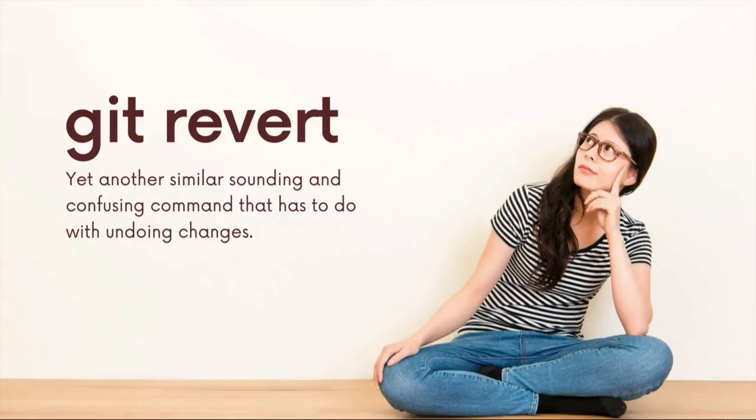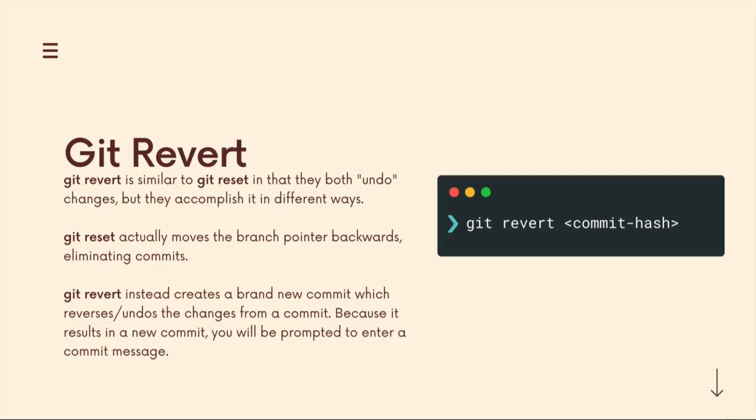Okay, we've made it to our last command for this section, another similar sounding command, git revert. Yes, we have restore, we have reset, and now revert. They all kind of sound like they do the same thing. Revert actually does something very similar to reset. It has to do with undoing changes from a commit, but there's a very important difference. So both revert and reset will undo changes from a commit, but the way that they accomplish it is different.